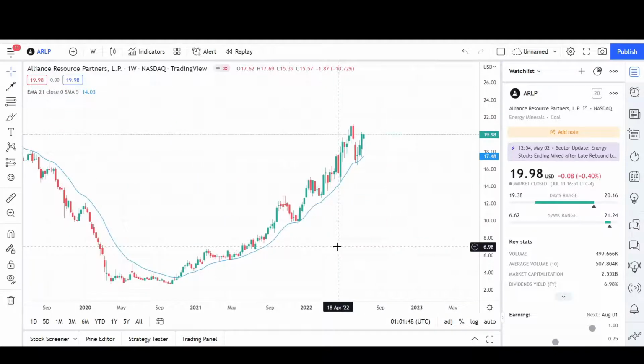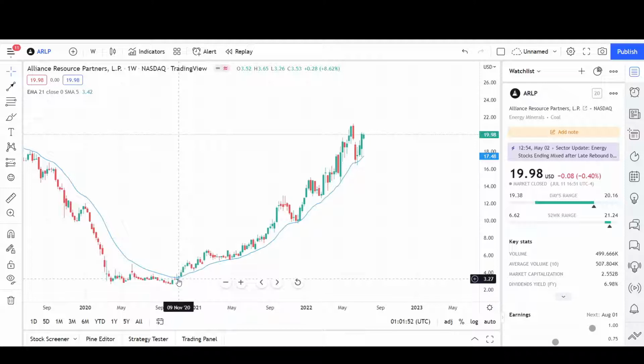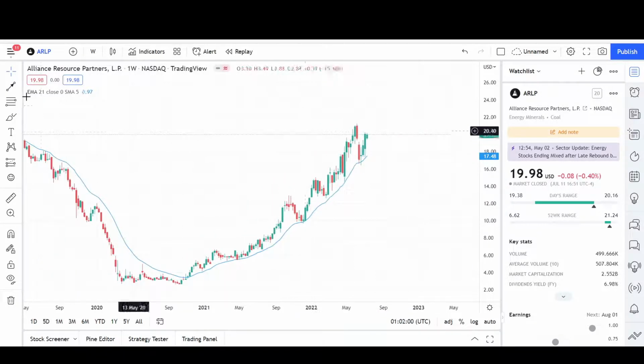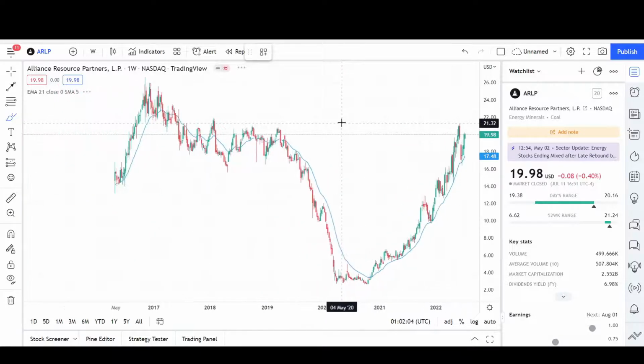You can see that we have not been below the weekly EMA since November of 2020. You can see that every time we pull back near it, it sends prices higher. So this is a good sign. It means that we should be continuing higher for the foreseeable future.